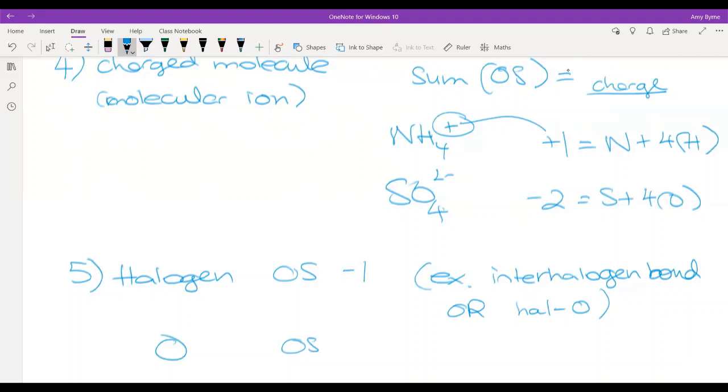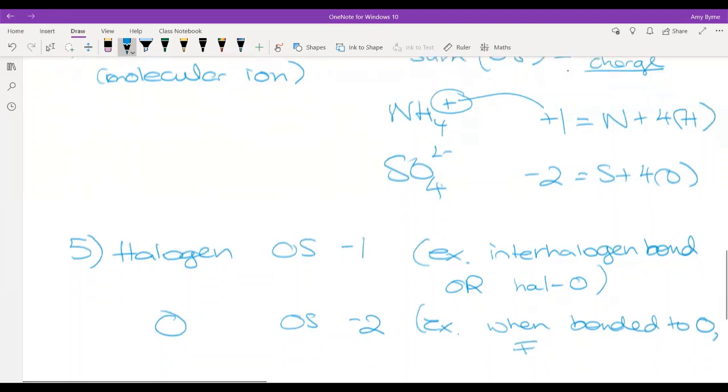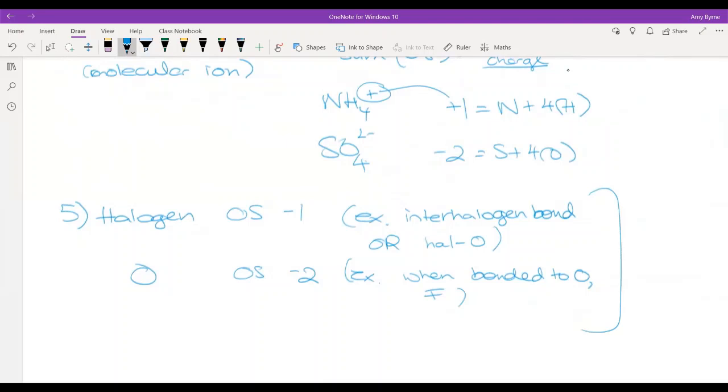Oxygen, its oxidation state is almost always going to be -2, excluding when it's bonded to oxygen or fluorine. These exceptions come down to electronegativity. So thinking about the covalent bond between those things, which one is more likely to pull on those electrons and take them?